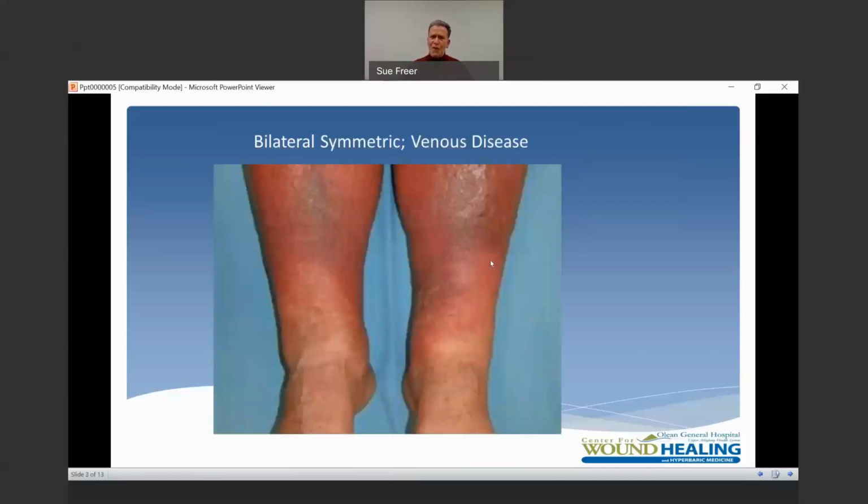And the first topic we're going to talk about is venous disease. Here's a typical example of someone with venous disease. Legs are swollen and discolored. They've got a little bit of a red color to them, but they've also got a little bit of a purple color to them, making them appear more ruborous than anything else.